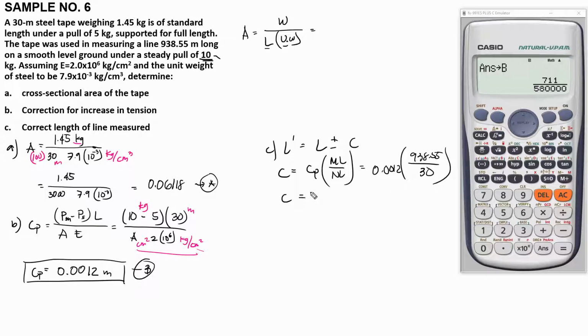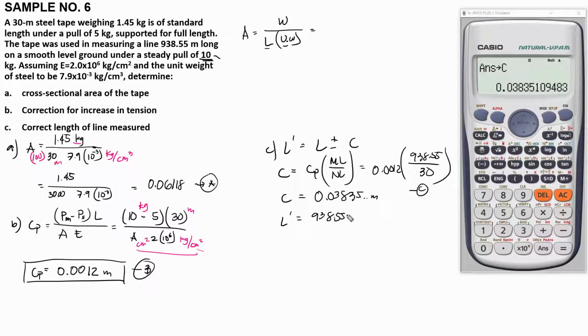Para malaman natin na yung i-correct natin dun sa mismong line is equal to yung B na lang, yung mismong B value na lang, divided by 938.55 divided by 30. So, 0.03835, etc. meters. So in-store siya ay C. So sakto naman na C. And then, ayan, to the corrected line, length of the line, we have 938.55.